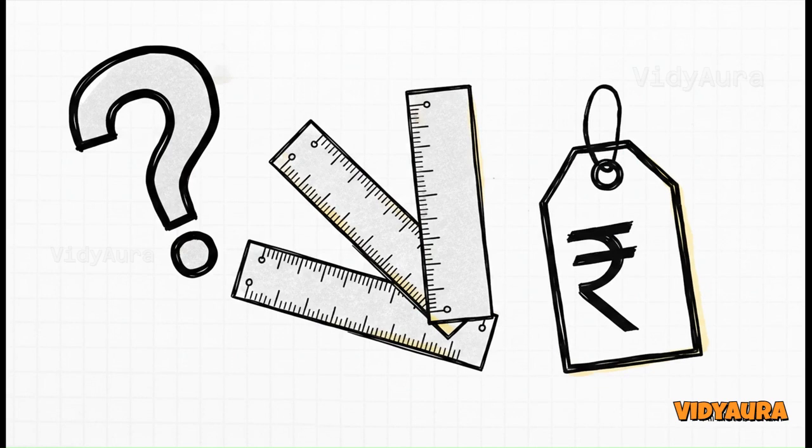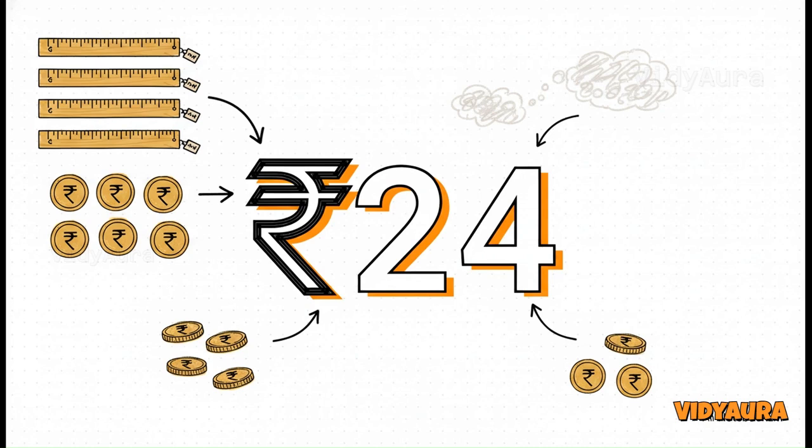Okay, ready for another one? You're grabbing 3 rulers for your friends, and each ruler costs 8 rupees. How much are you going to pay for all of them? Go ahead, do the math real quick. Exactly, 24 rupees. 3 rulers times 8 rupees each. You are totally getting the hang of this. Okay, now let's see what happens when the numbers get just a little bit trickier.